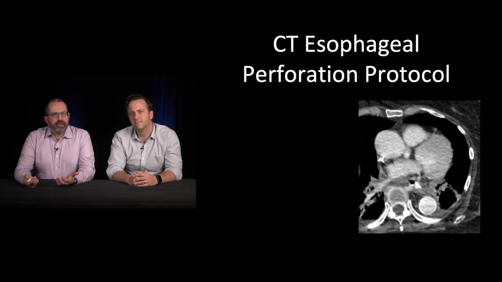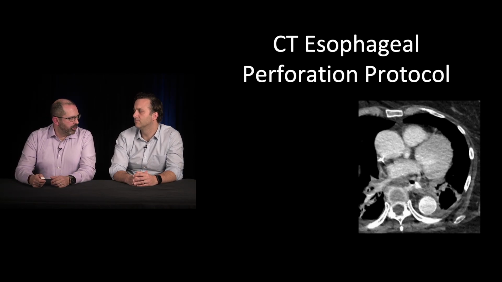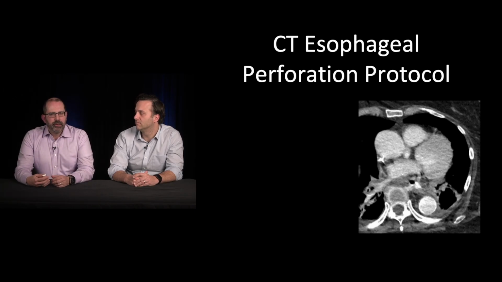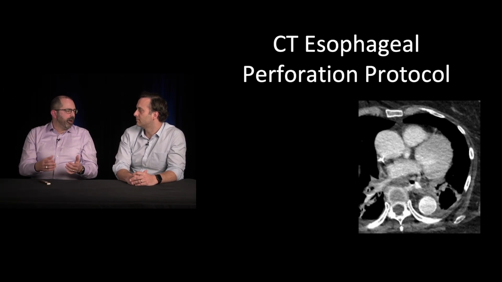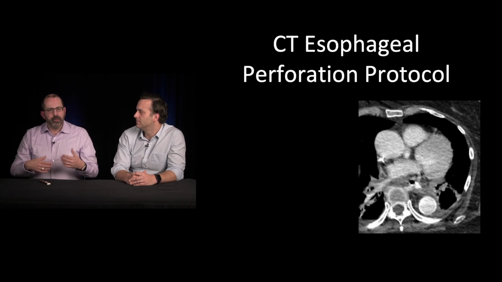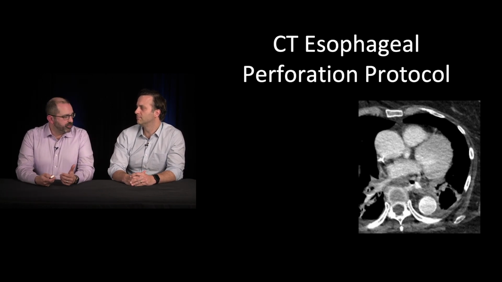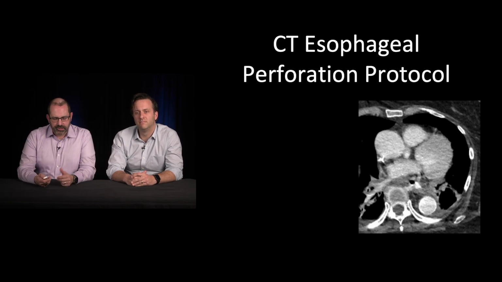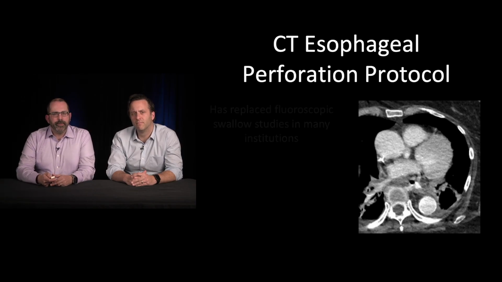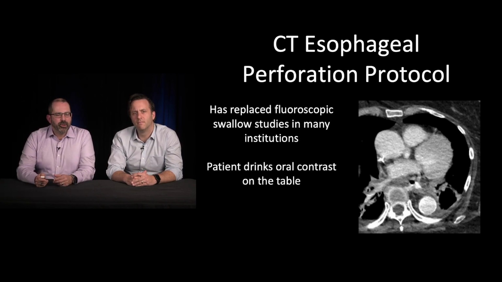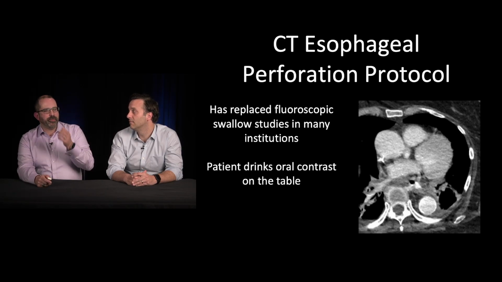So we actually have a CT esophageal perf protocol that most institutions have adopted. In the old days, if you were worried about an esophageal perf, so you had someone with pneumomediastinum, maybe there was some vomiting involved, you would get a swallow study essentially, so a fluoroscopic study. This CT esophageal perf protocol has supplanted that in most institutions. And it's really helpful. So basically it's an IV contrast and a PO contrast study, but they have the patient drink the contrast on the table essentially.